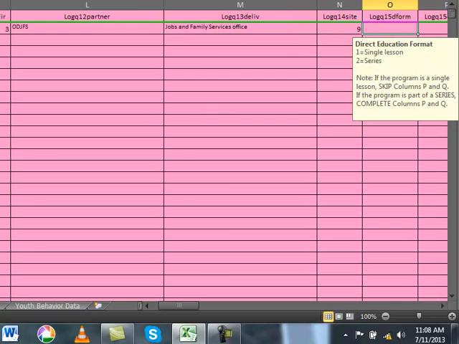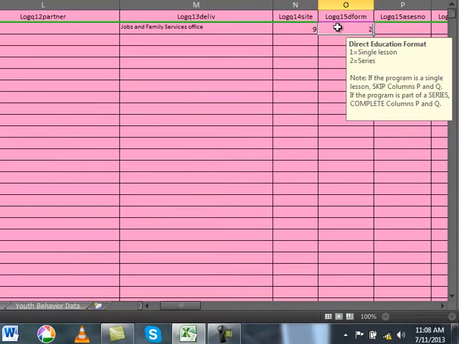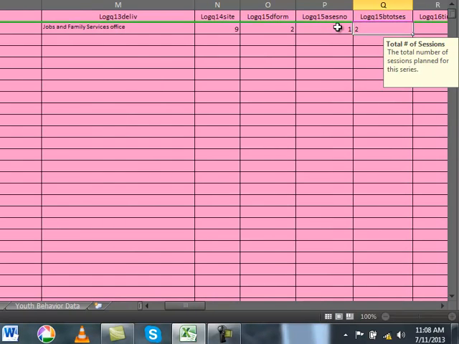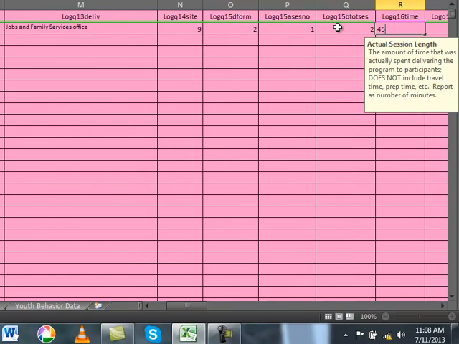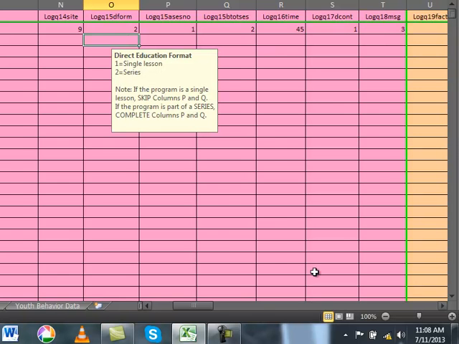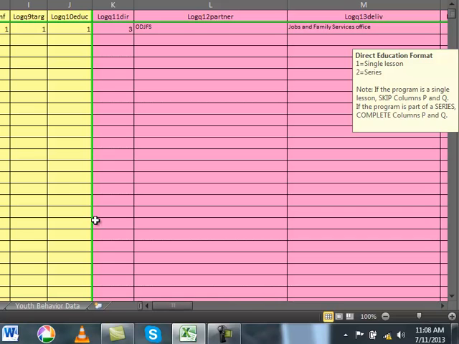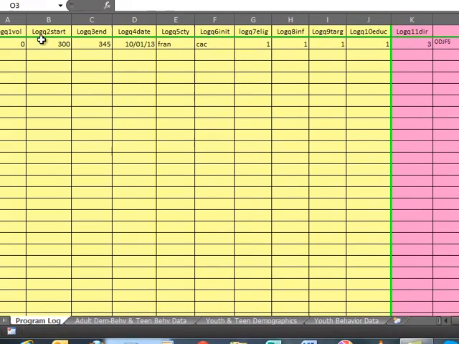It was a series, session 1. Session 1 of 2. The time was 45 minutes. The topic was My Plate, and the targeted message was be more physically active. At this point, I don't fill out the orange columns because these are for an indirect program. So I have filled out what I need to from the program log on this data tab.